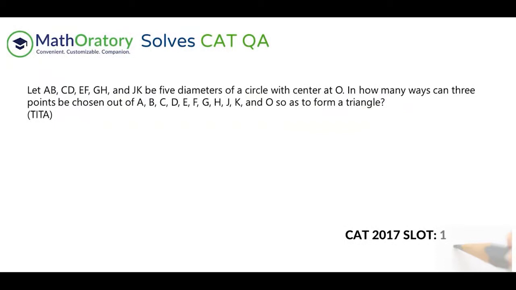Okay, so we have five diameters of a circle given with center at O. And we need to find how many ways can 3 points be chosen out of these. So what are the points? A, B, C, D, E, F, G, H, and J, K, and the O, so as to form a triangle. Okay, I get the idea.